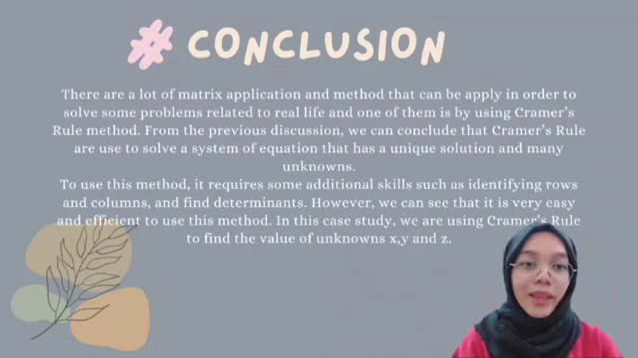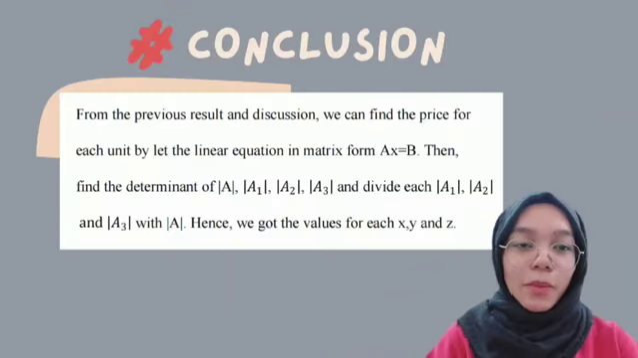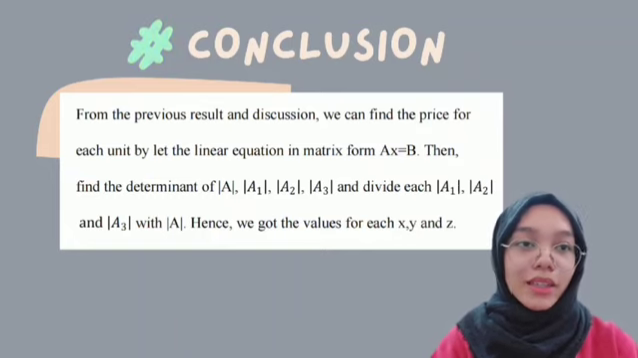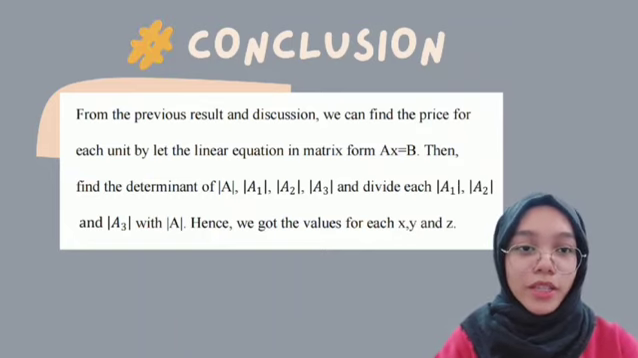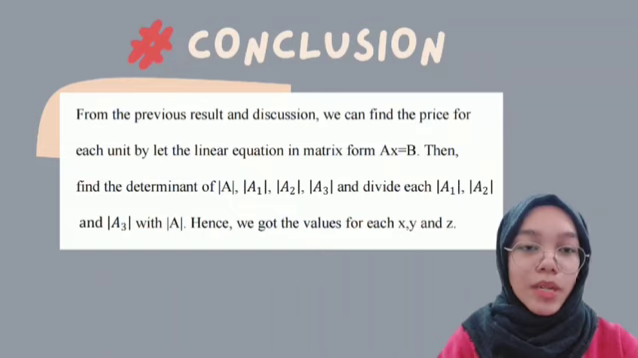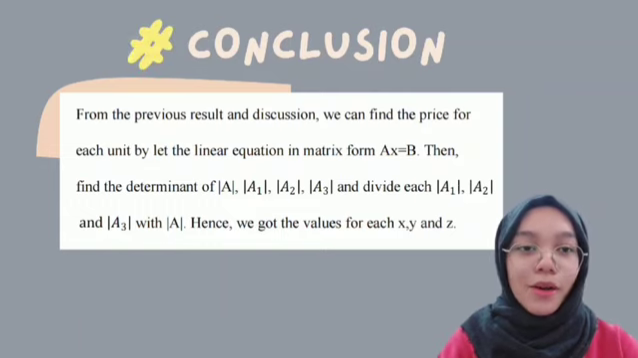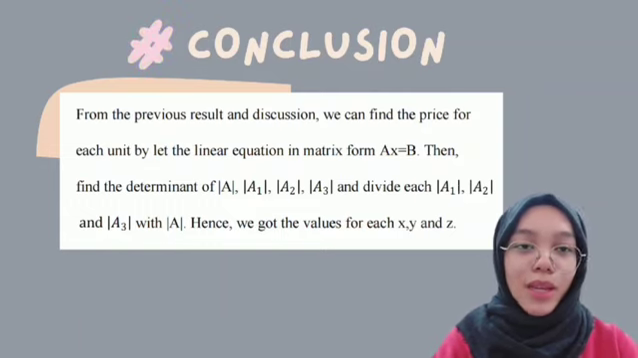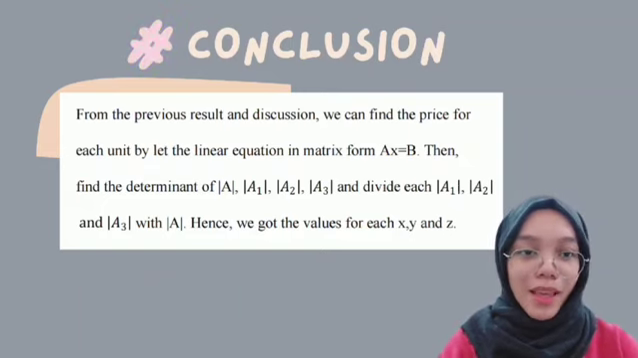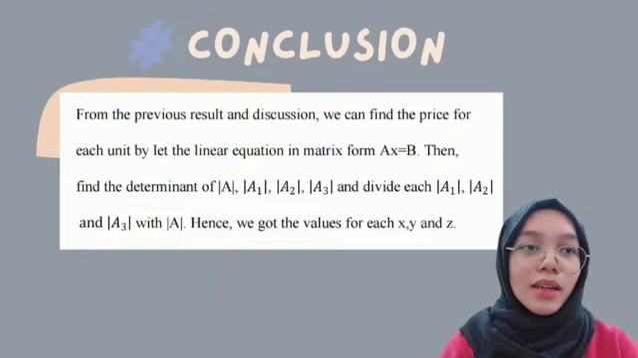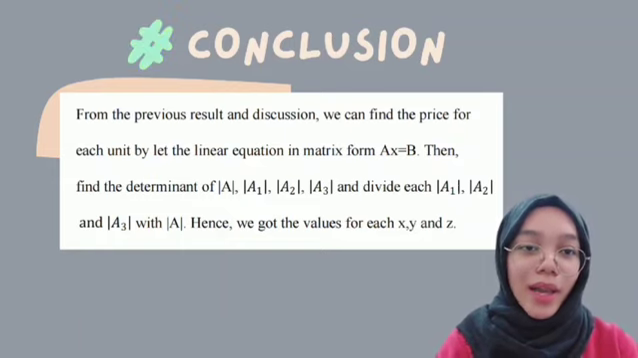From the previous result and discussion, we can find the price for each unit by letting the linear equation be in the matrix form AX equal to B. Then, find the determinants of A, A1, A2, and A3 and divide each of the determinants A1, A2, and A3 by determinant A. Hence, we get the values for each x, y, and z.